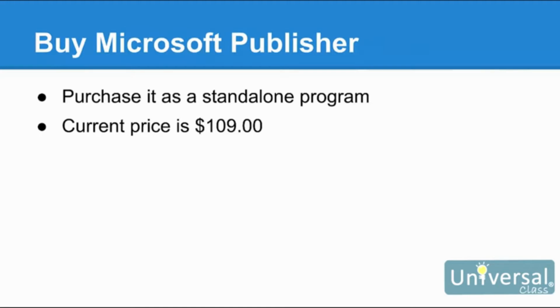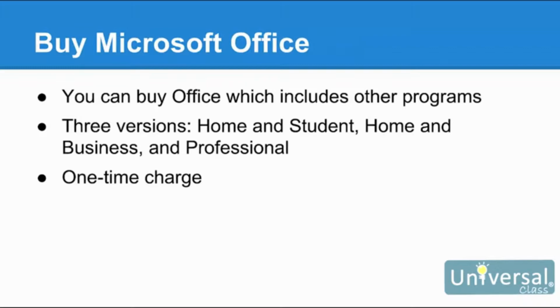You can purchase Microsoft Publisher as a standalone program by going to the Microsoft website. At the time this course was created, the price was $109. You can also buy Microsoft Office, which includes other Office programs such as Excel. The price to buy the software varies depending on what version you wish to purchase. There are 3 versions: Home and Student, Home and Business, and Professional. As with other versions of Office, it's a one-time charge and the software is yours to use as long as you wish. You can buy Office directly from Microsoft or an approved retailer.